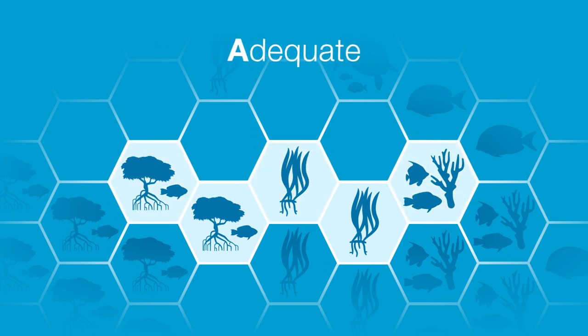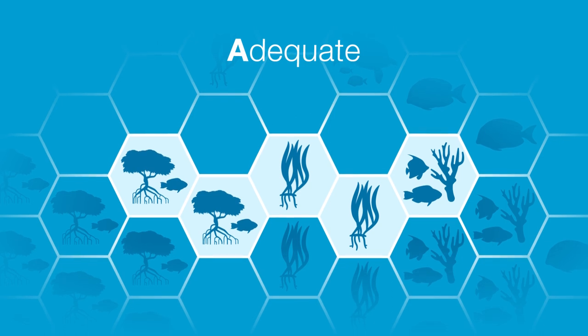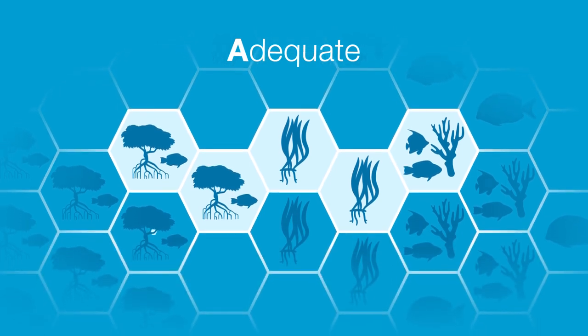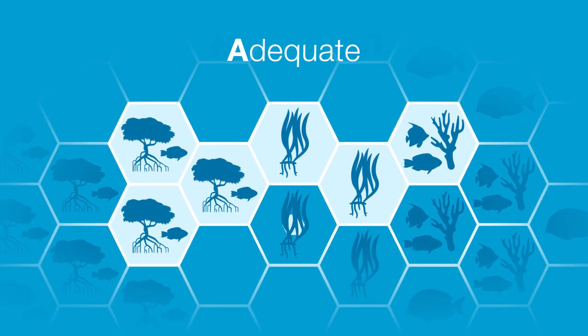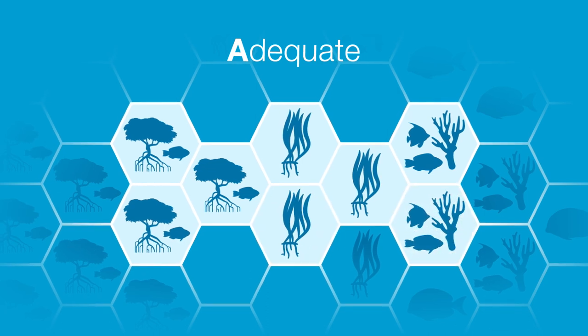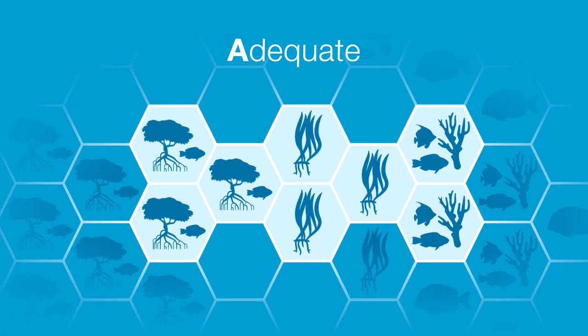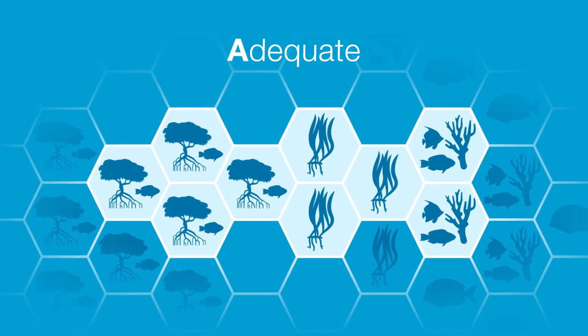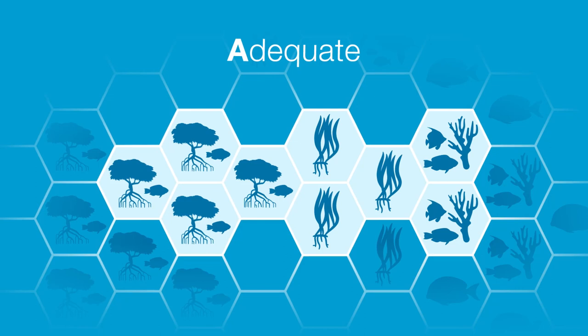An adequate marine reserve system should contain enough of every habitat and species to ensure that it persists through time. In conservation planning, this is achieved by ensuring that a minimum target amount of the protected habitat types and species are in the reserve system. Some species and habitats need more protection than others. We often refer to these habitats and species as conservation features.